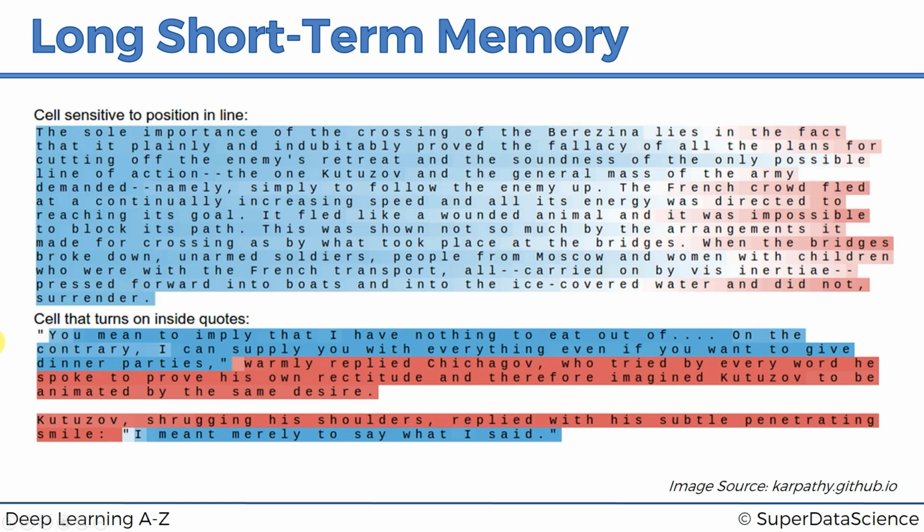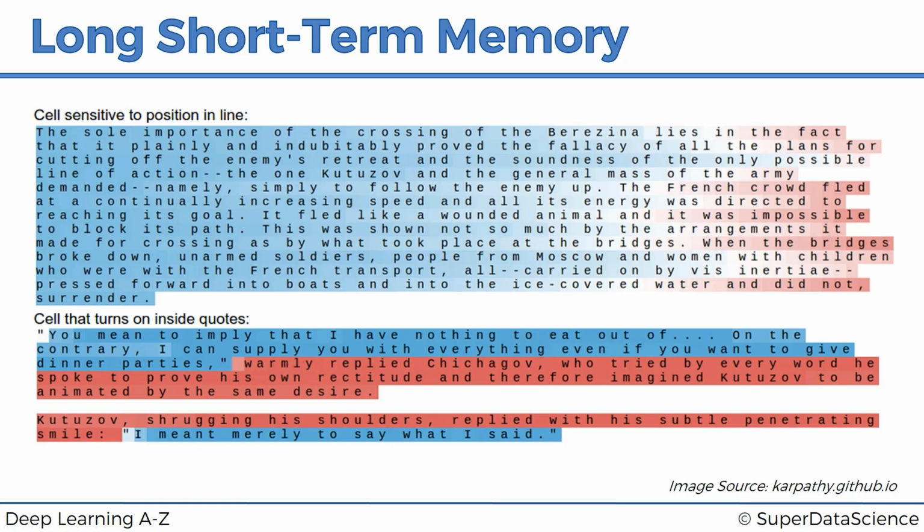Then you've got a cell that turns on inside quotes. Well, this says inside quotes, but I think it's actually outside quotes, because here it says, "You mean to imply that I have nothing to eat out of. On the contrary, I can supply." So somebody's talking and then it says, warmly replied Shigagov. Shigagov, haven't read that in a long time. So this is inside the quotes, this is outside the quotes. I'm not sure if this is correct, but one way or another, it's activating either inside the quotes or outside the quotes. And you can see this one is keeping track of what's happening.